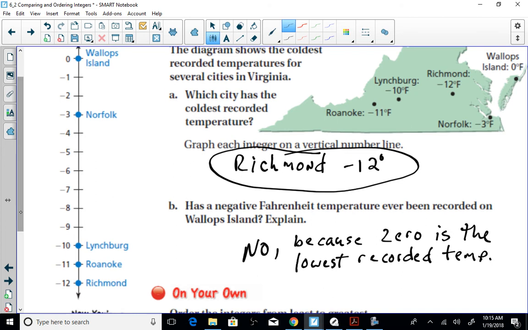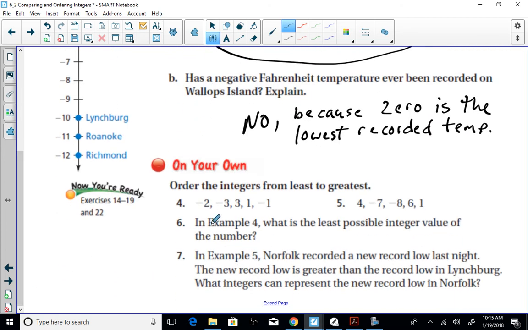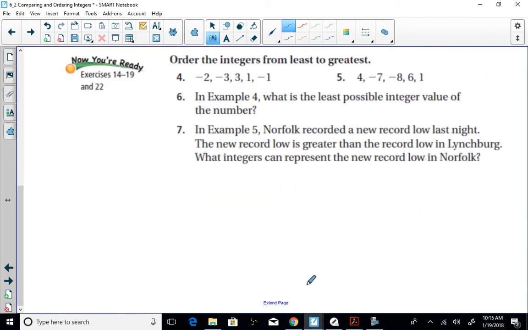Okay, you guys try the problems on your own here. Questions 4, 5, 6, and 7. I'd say stop the video. Use the strategies that we've used in the previous problems to do problems 4, 5, 6, and 7. Stop the video now, and then you can pick it up and I'll go through the answers.